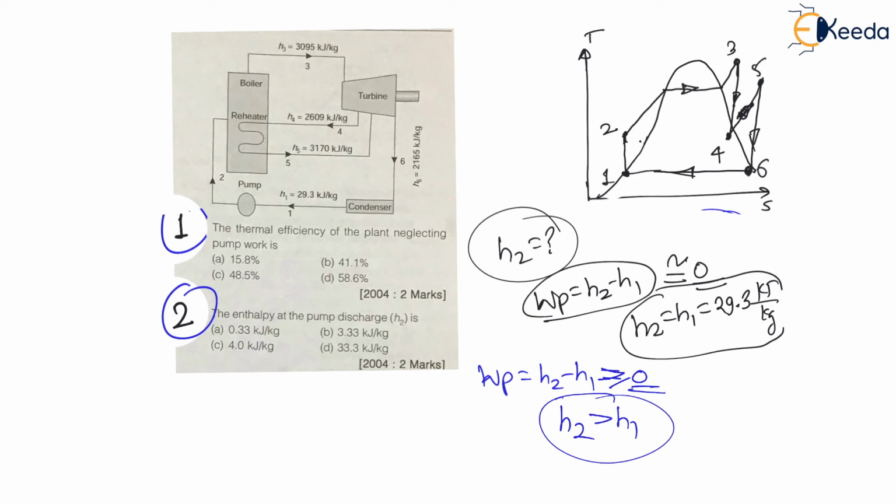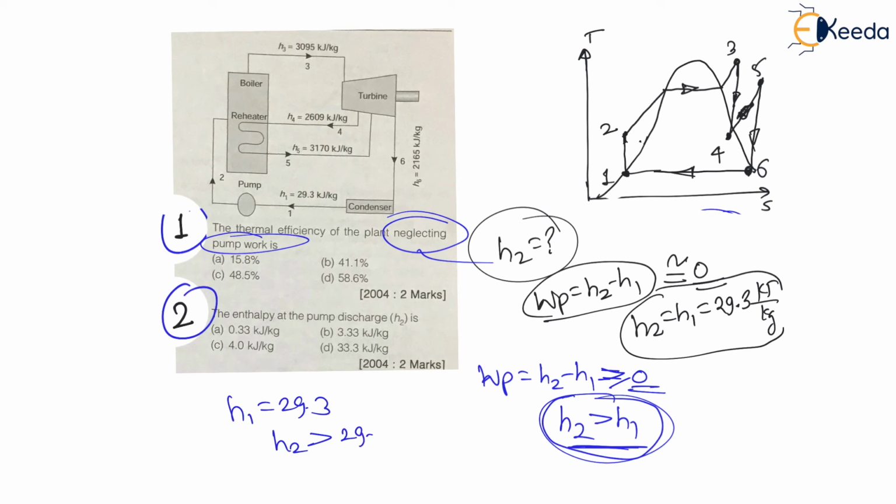Therefore H2 has to be more than H1, right? But the difference is very small. That's why we are neglecting it. In the first question, we neglect the pump work. They have mentioned that. Therefore, H2 has to be greater than H1, and H1 is 29.3. Therefore, H2 must be greater than 29.3.